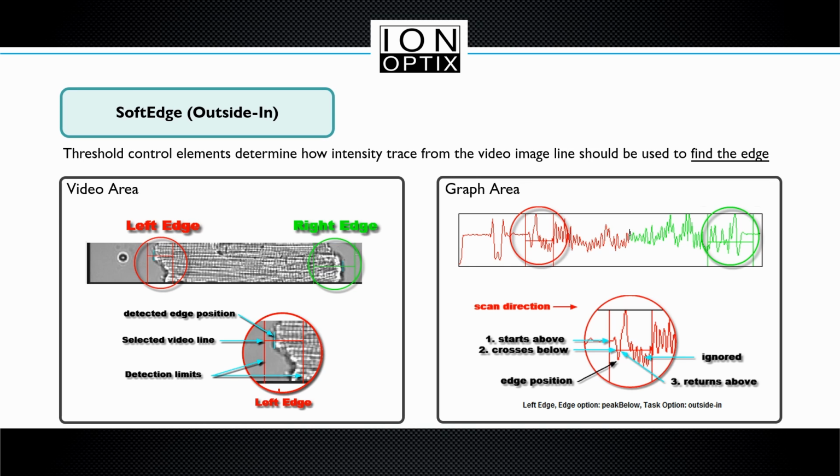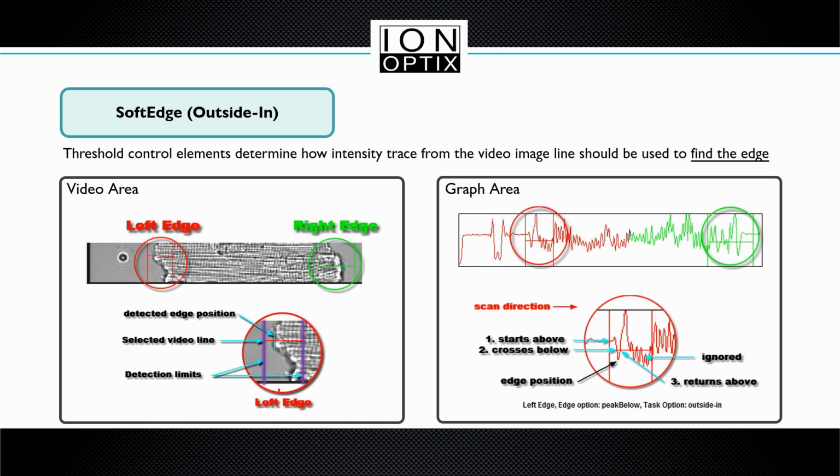Starting with the outside-in option, outside-in stands for scanning from outer limit to inner limit to find a signal that fulfills specific criteria we set from Edge options. To clarify this, we need to explain the lines in the video and graph area in addition to Edge options first. Within the zoomed-in red circle, you'll notice two lines referred to as detection limits. These are the limits of scanning. In other words, no signal outside these two lines will be scanned.